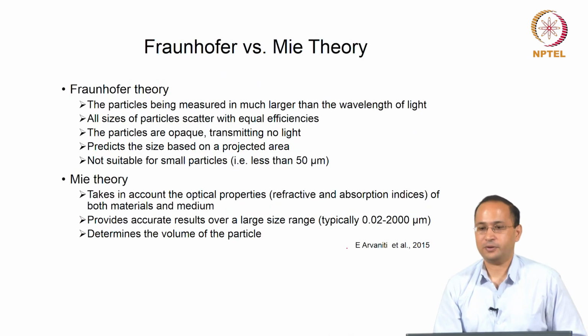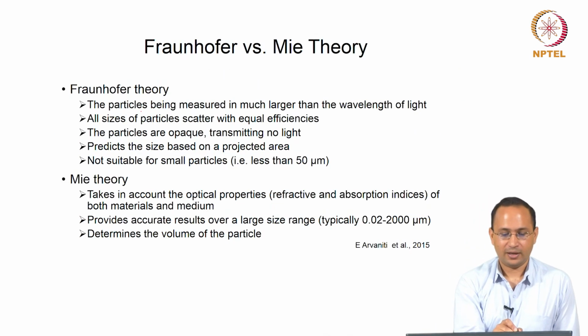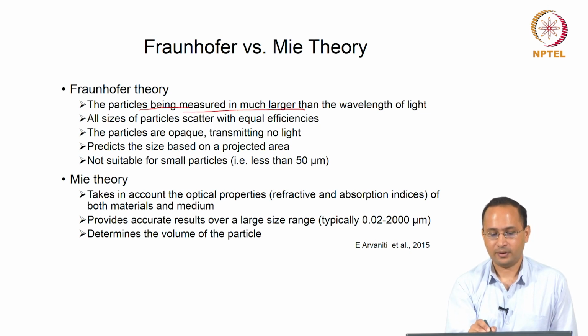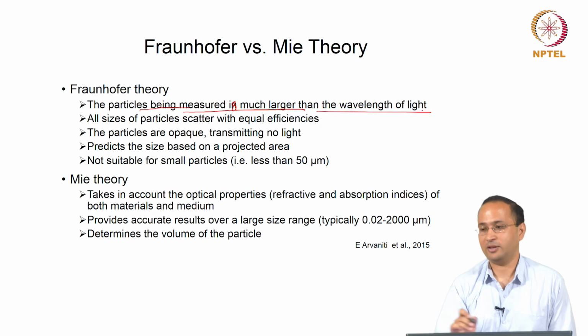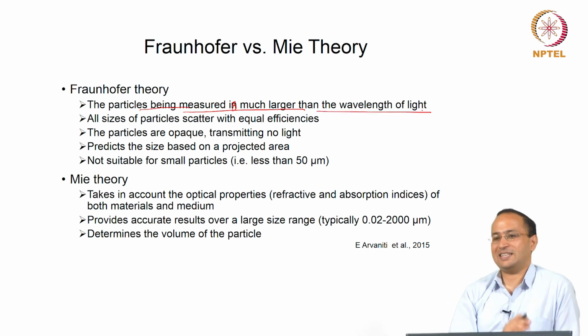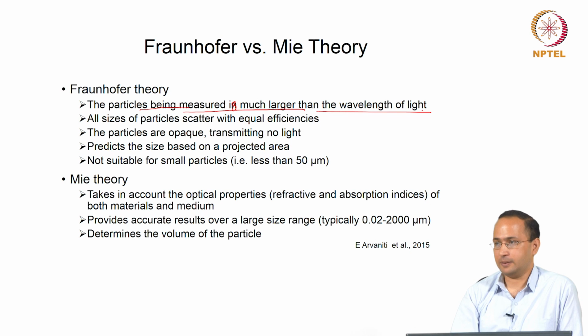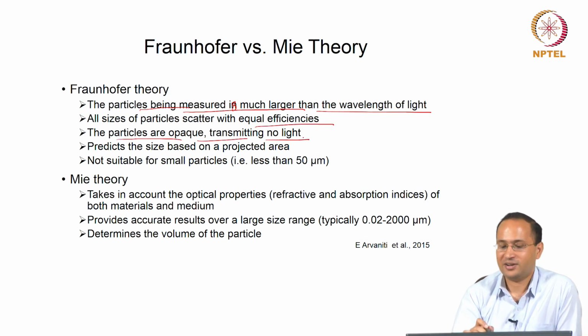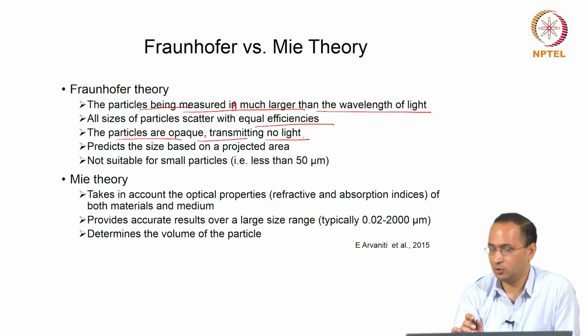So, what is Fraunhofer theory? Fraunhofer theory assumes that the particle being measured is much larger than the wavelength of light. So, it is applicable to large size particles only, okay, first thing. The particles being measured are much larger than the wavelength of light, and all sizes of particles scatter with equal efficiency. These are some assumptions. The particles are opaque, transmitting no light, there is no transmission through particles.